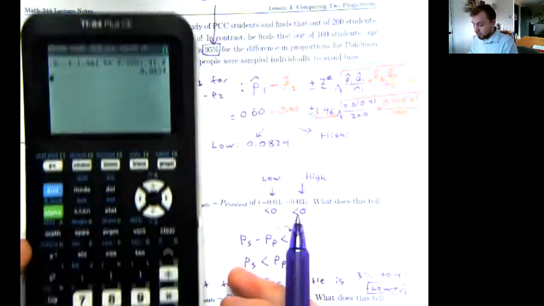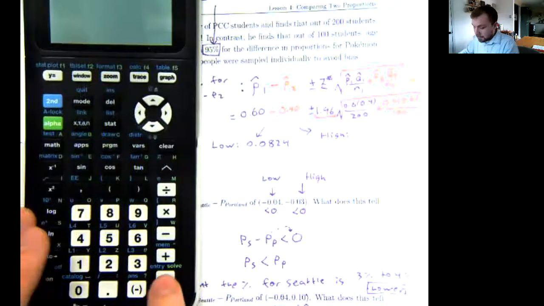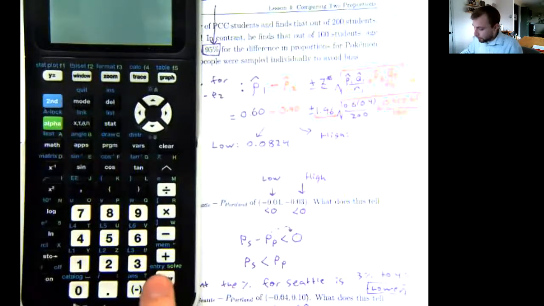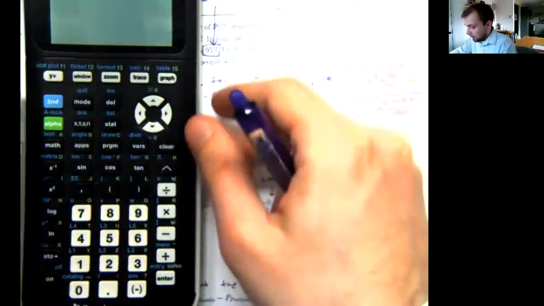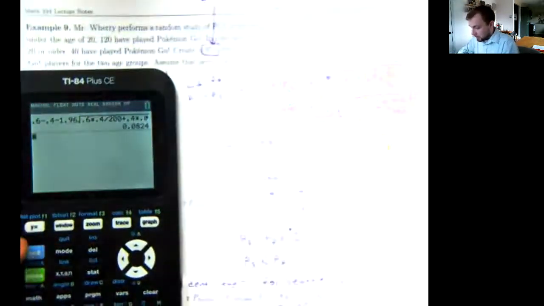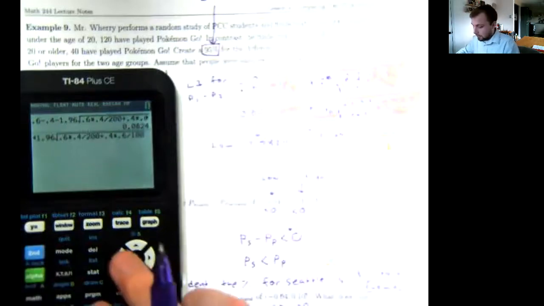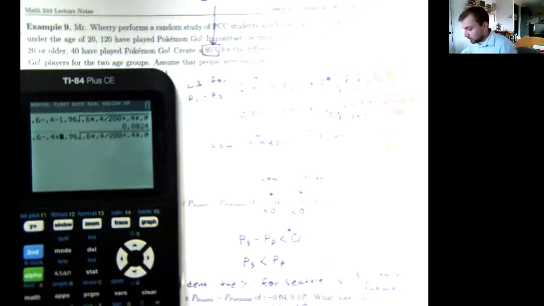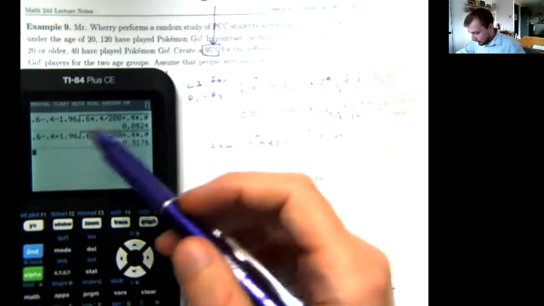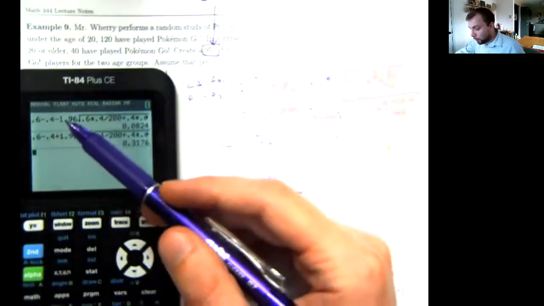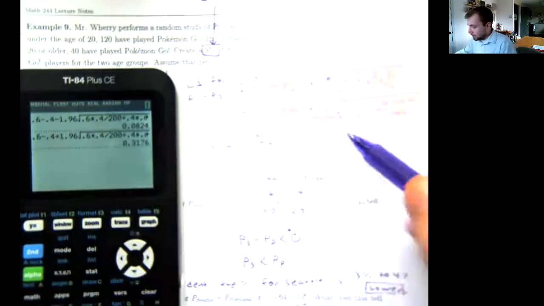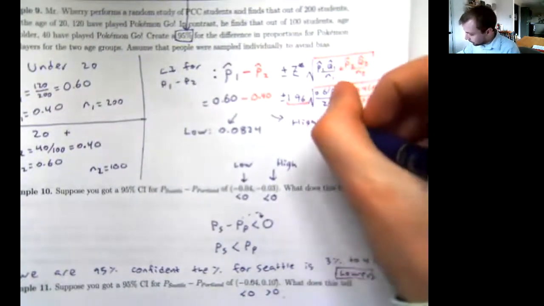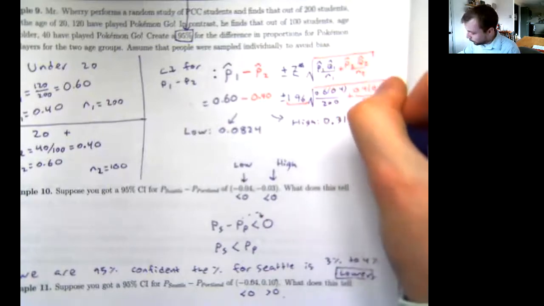Okay, here's my calculator trick for you. If I hit the second button and then enter, it's going to pull in the last entry that I typed in. So I have the last thing I typed in, and I'm going to change this minus to a plus sign. I'm changing that symbol immediately before the 1.96, because I'm changing the thing before the plus or the minus. So my high value was 31.76.